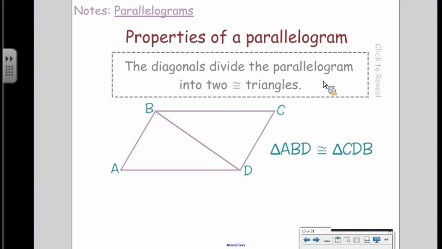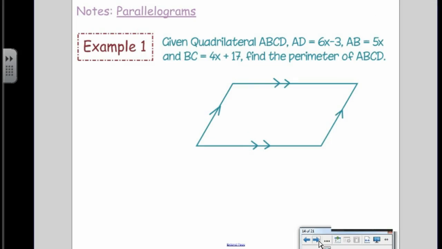How did I know BC and AD were congruent? Because, Johan, one of the properties was opposite sides are congruent. That was property number 2. Okay, from here on out, we just are going to work examples. Edge rule, there's 5 properties. 5.